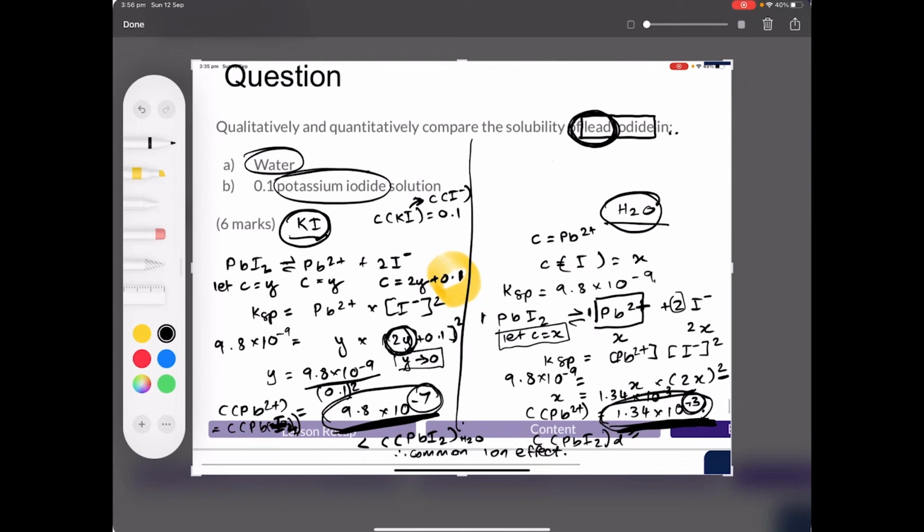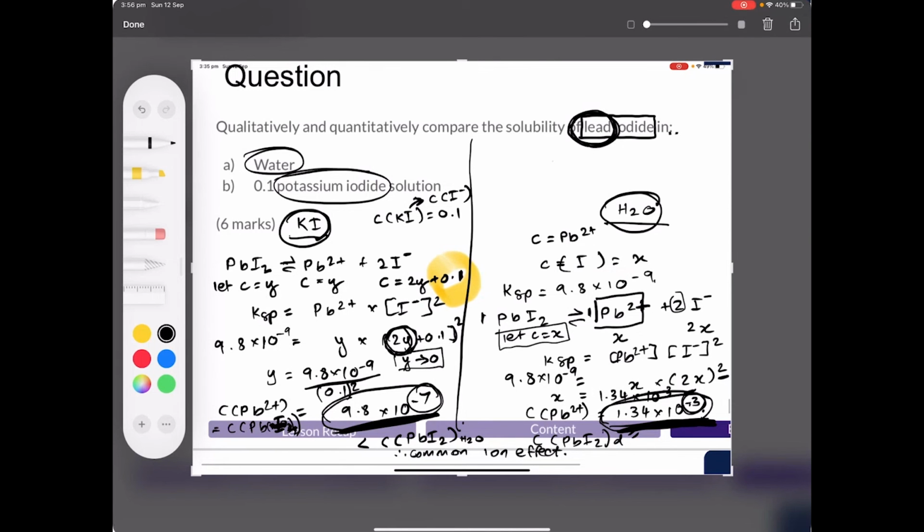When there is more iodide in the solution, then the equilibrium will want to shift to the left and produce more precipitate. So therefore, the solubility of lead will decrease. Good, you got the gist there. Anyone, what would you all add? Because remember, HSC definitely looks for specific things.